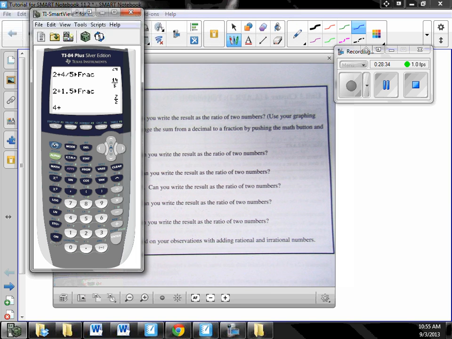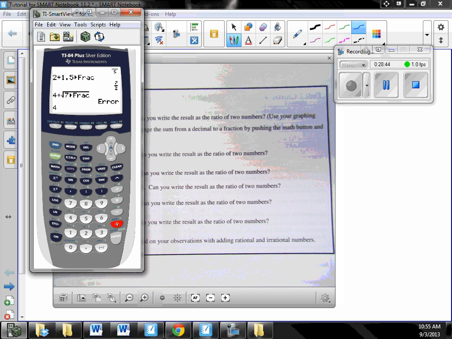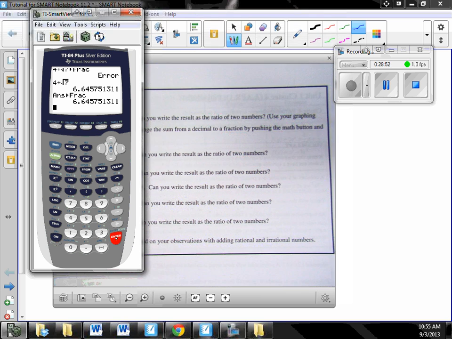plus the square root of 7, math fraction. Oh, you got to get your fraction outside. 4 plus square root of 7. If I try to turn this into a fraction, it doesn't work. So the answer would be no. It cannot be written as the ratio of two fractions. So finish that up. It's due tomorrow.